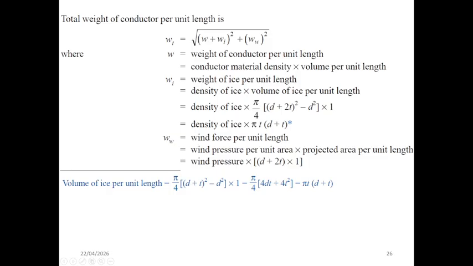Overall, this slide emphasizes that both ice accumulation and wind pressure significantly influence the total loading on the conductor, and the resulting combined load WT is crucial for accurately determining sag, tension, and the mechanical design of transmission lines under adverse weather conditions.